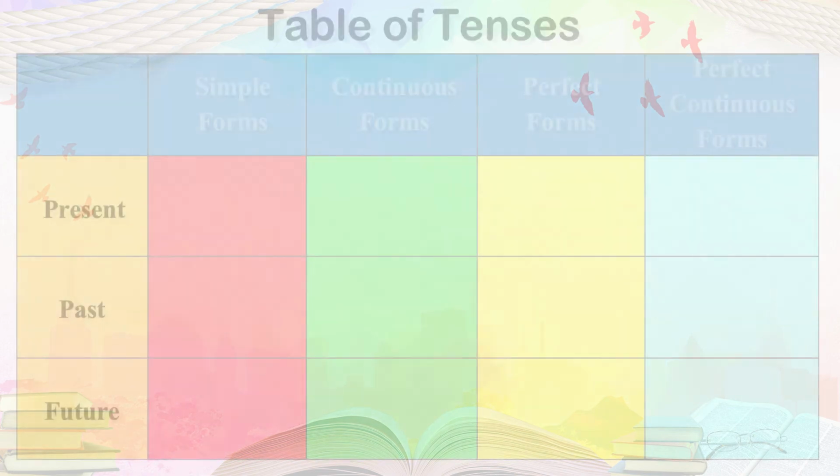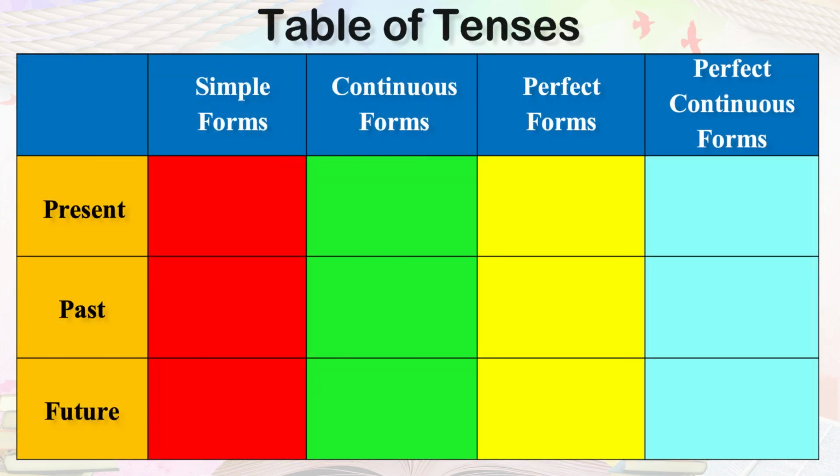Dear children, let's have a look upon the rules and regulation of tenses in the form of a table. Now, in simple present, we use first form of the verb plus s or es. For interrogatives and negative, we use do and does. For simple past, second form of the verb, and for negative and interrogative, we use did.